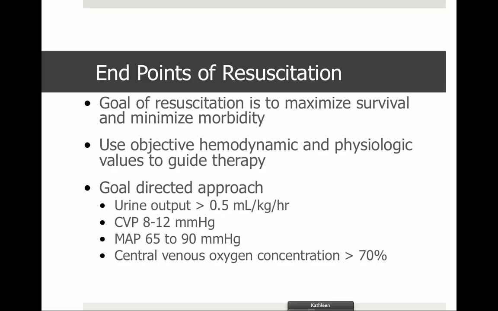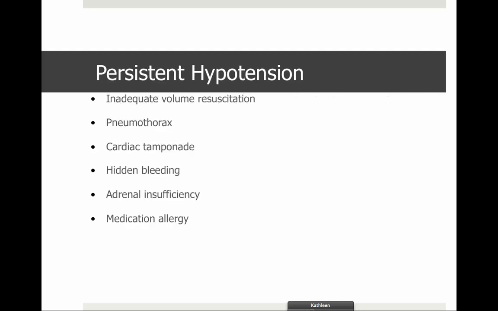Endpoints of resuscitation: the goal of resuscitation is to maximize survival and minimize morbidity. Use objective hemodynamic and physiological values to guide therapy. So the goal-directed approach is a urine output of greater than 0.5 mLs per kilogram per hour, a CVP of 8 to 12, a mean arterial pressure of 65 to 90, and a central venous oxygen saturation of greater than 70%. Persistent hypotension might be due to inadequate volume resuscitation, could be due to pneumothorax, cardiac tamponade, hidden bleeding, adrenal insufficiency, and a medication allergy.